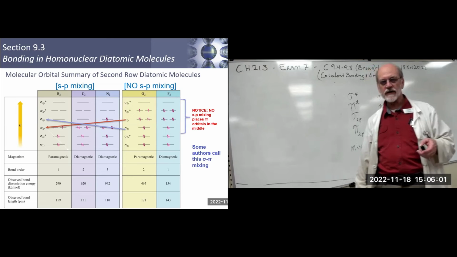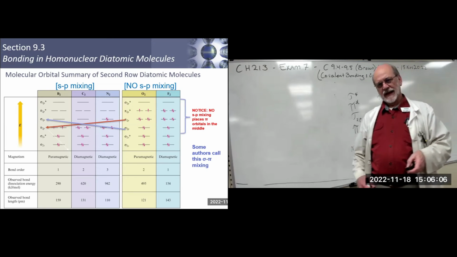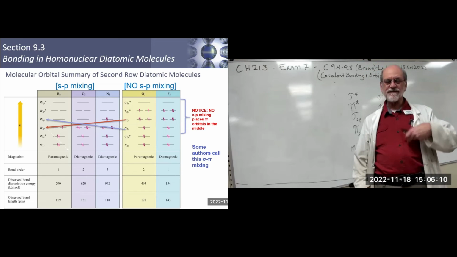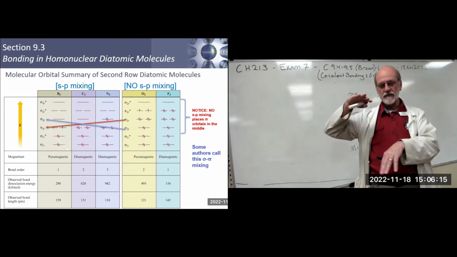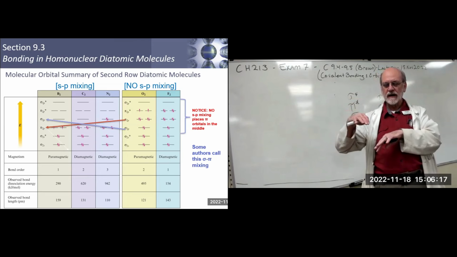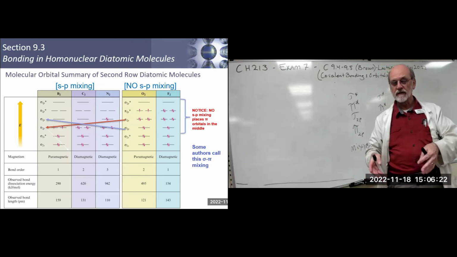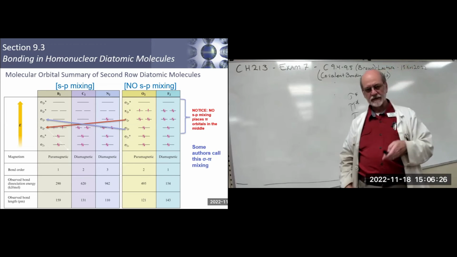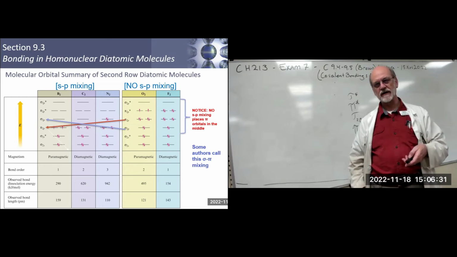Some authors, instead of sp mixing, will call it sigma-pi mixing. That's because they believe the effect felt in this reversing of the sigma and the pi is due to the formation of the molecular orbitals, not to the mixing of the atomic s and p orbitals. But sp mixing has sort of stuck, and you may hear it both ways.